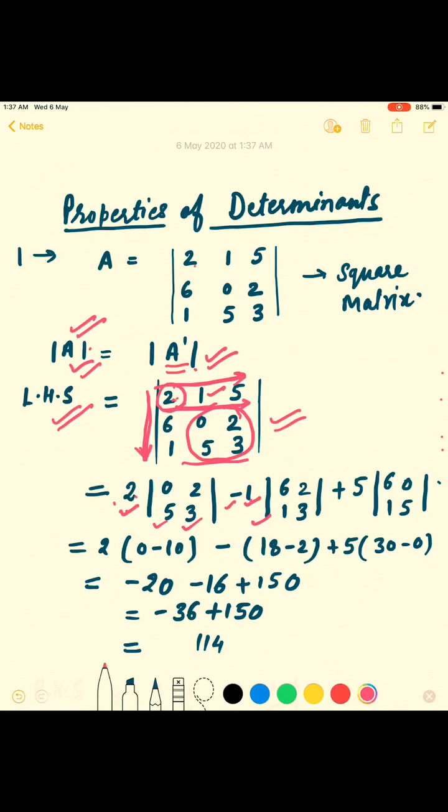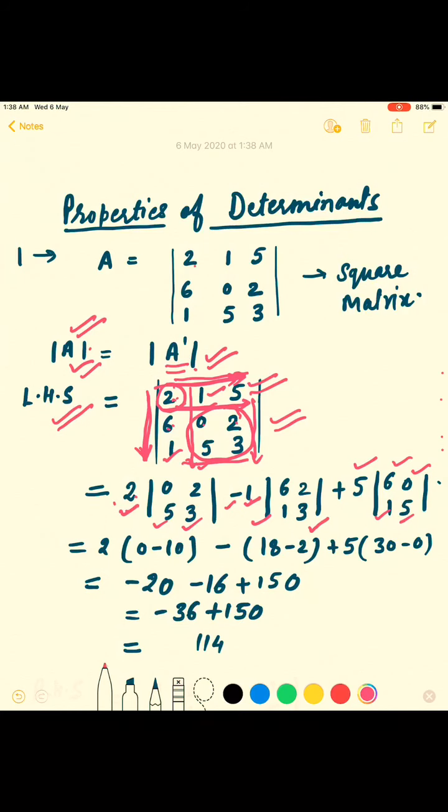We cross out the row from 1 and the column from 1. So what's remaining then? 6, 2, 1 and 3 inside the minor. Now for the third entry 5, again its row and column get cancelled. So what's remaining there? 6, 0, 1 and 5 inside a small determinant, the minor determinant.